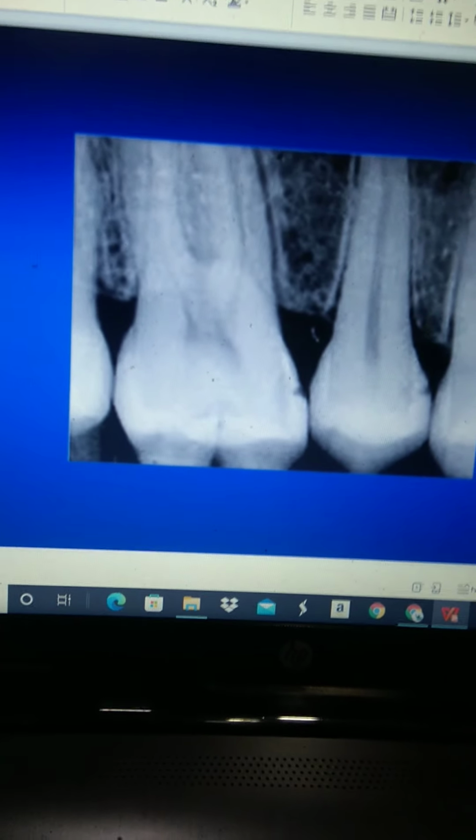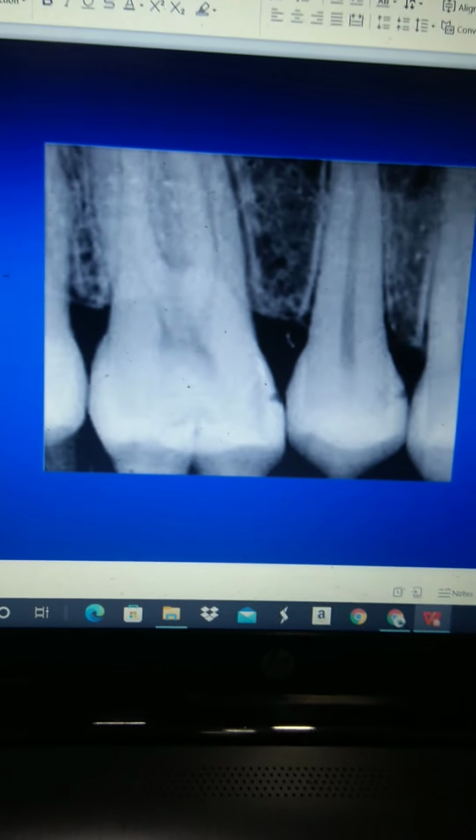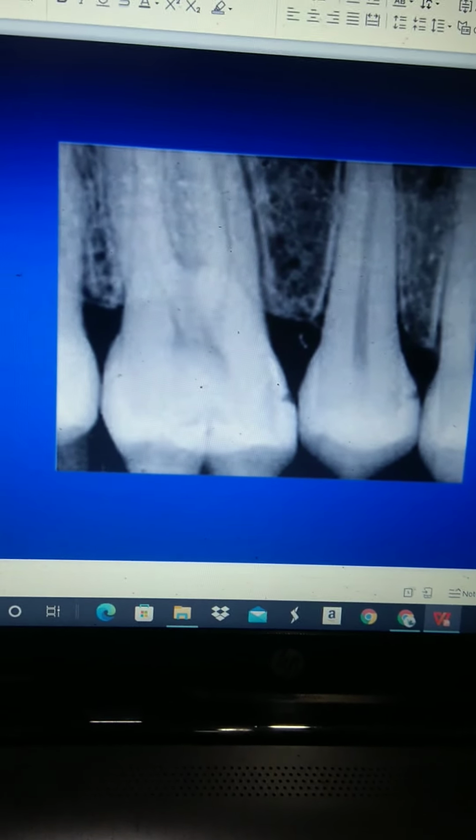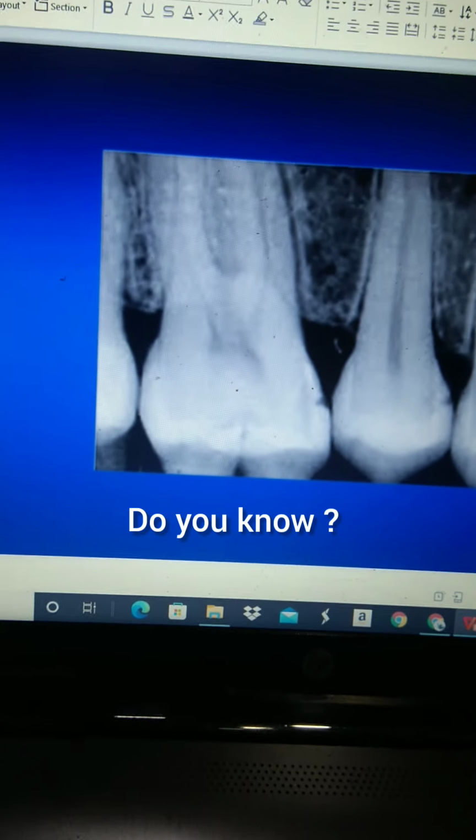Because you're not able to see anything. This looks like a perfect tooth, right? So for that reason, you must know how a cavity looks in an x-ray.